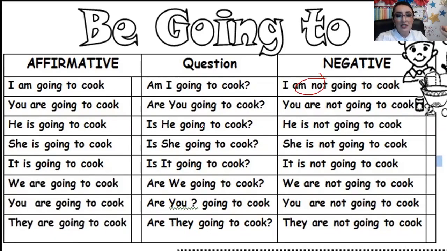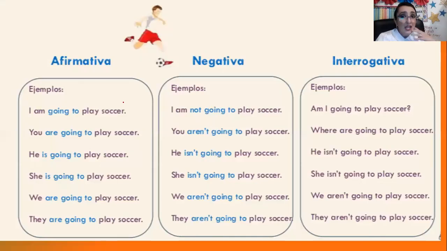You can be using the same constructions as always, okay? You can have this contraction, or this contraction, as you wish. No problem. We are not going to be changing anything from the verb to be, okay? Here you have other examples. I am going to play soccer. You aren't going to play soccer. Where are we going to play soccer? You can make use of question words.